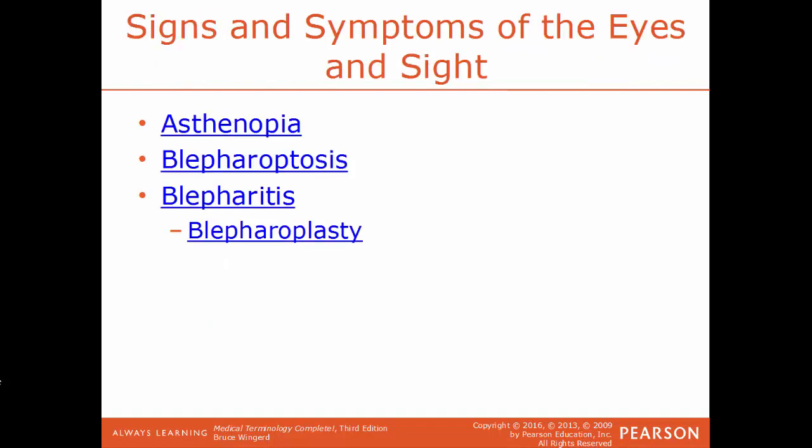Alright, now we'll talk about some particular signs and symptoms of the eyes and of sight. First one, asthenopia is another term for eye fatigue or eye strain. There's a lack of strength within the eyes. Your next term, blepharoptosis. This is an abnormal sagging or drooping of an eyelid. Blepharitis is an inflammation of the eyelid. And if this is a chronic condition, you may need to surgically repair the eyelid, which would be our last term here, blepharoplasty, the surgical reconstruction of an eyelid.